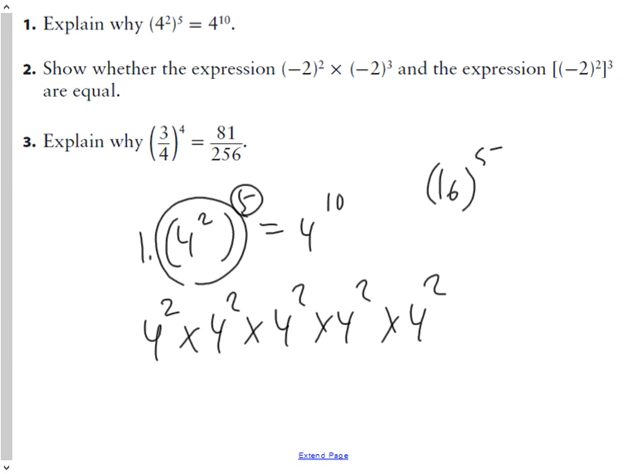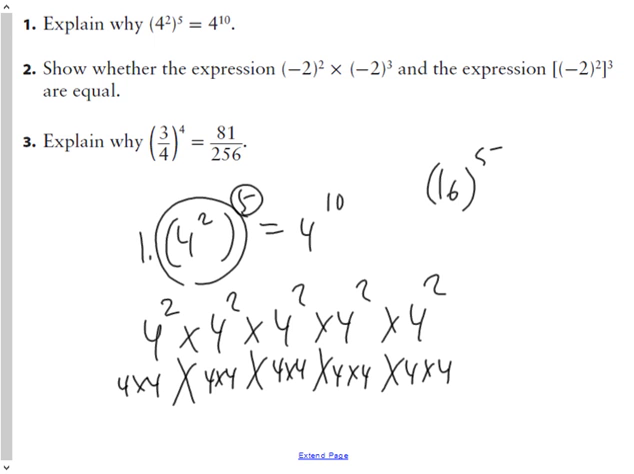Now, if we write it like that, that still looks a little confusing because we don't know what it says. But if we think about 4 squared as simply being 4 times 4, multiplied by another 4 times 4, multiplied by another 4 times 4, and multiplied by another 4 times 4, and multiplied by one final 4 times 4, it's right here that we can see that what we really have is a string of 4 being multiplied by itself 10 times. 1, 2, 3, 4, 5, 6, 7, 8, 9, 10. And that's the reason why we use 4 to the exponent of 10.